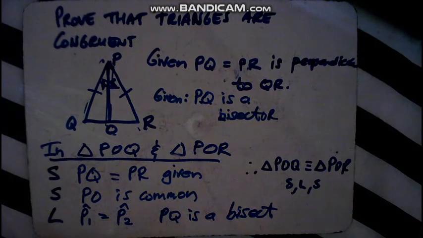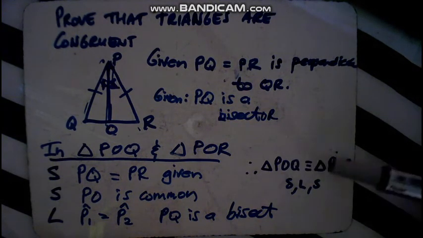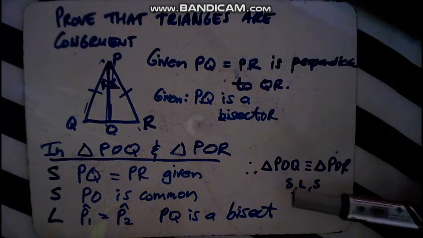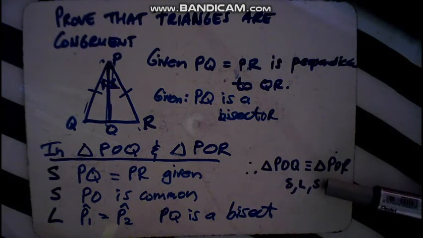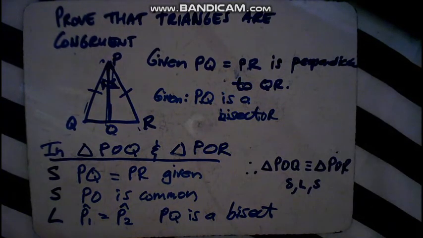And our concluding statement will be here: triangle POQ is congruent to triangle POR, and our reason is side, angle, side. We must include the reason, and this will be your final statement. Something like this is around 3 to 4 marks.